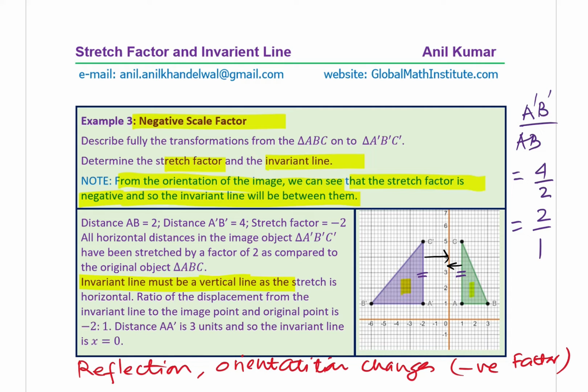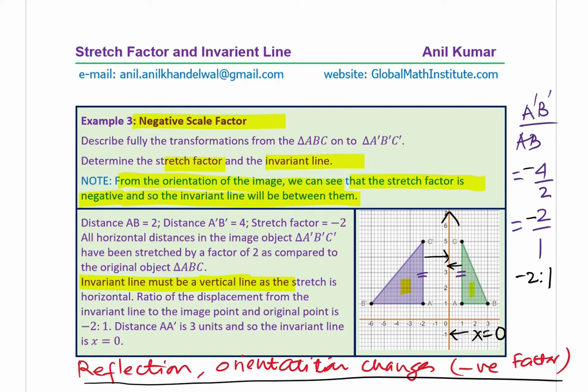Now also note that since there is a reflection, this change will be qualified with a negative sign. So truly speaking, the ratio is minus 2 to 1. Correct? Makes sense. So you actually go from the invariant line, which is the y-axis in this case, so that becomes the invariant line x equals 0. So you go 1 unit towards the main original figure, the pre-image, and minus 2 towards the image. So that gives you minus 2 is to 1 ratio.